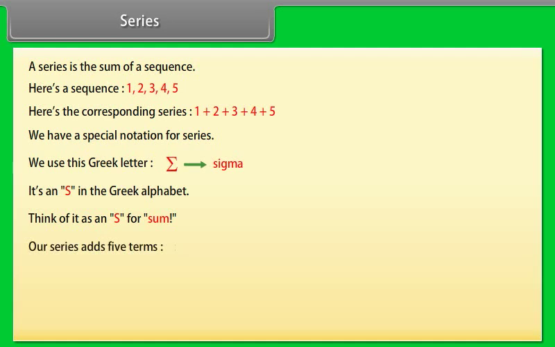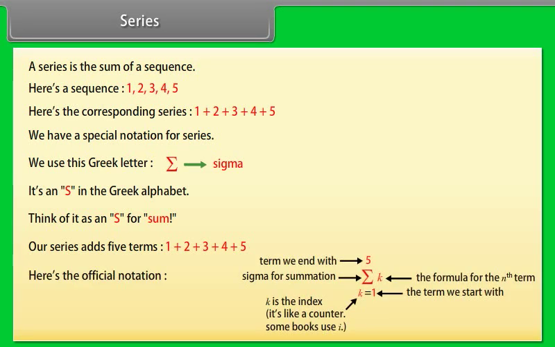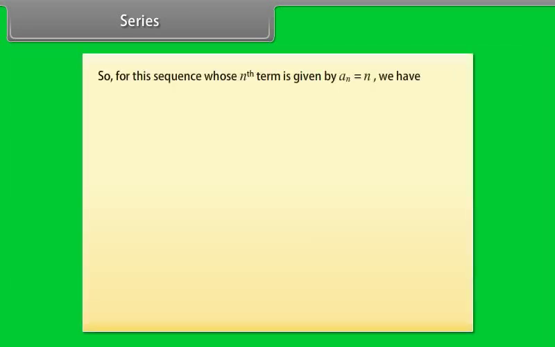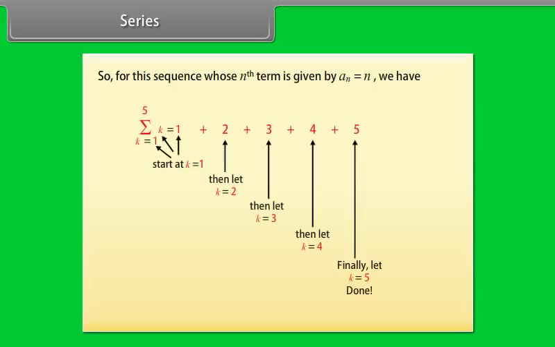Our series adds 5 terms, 1 + 2 + 3 + 4 + 5. Here is the official notation: summation from k = 1 to 5 of k. So, for this sequence, whose nth term is given by an = n, the summation can be found as given and it is found to be 15.